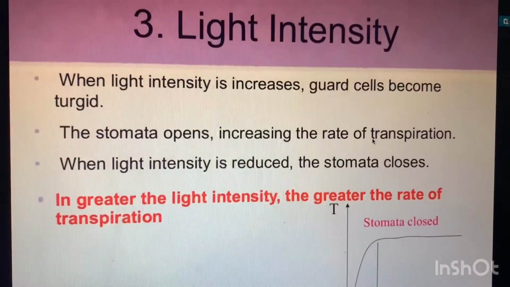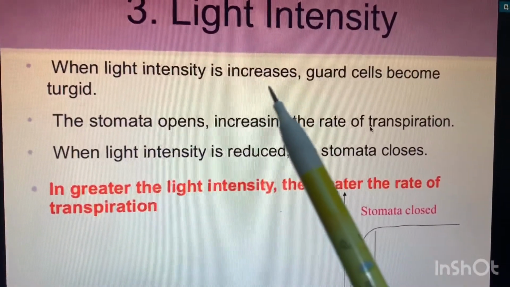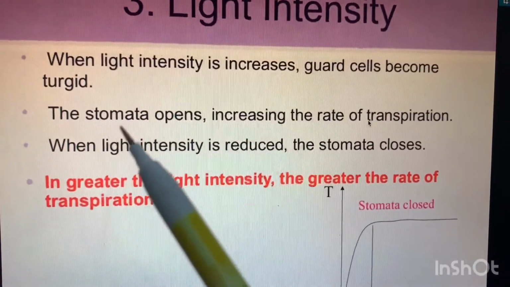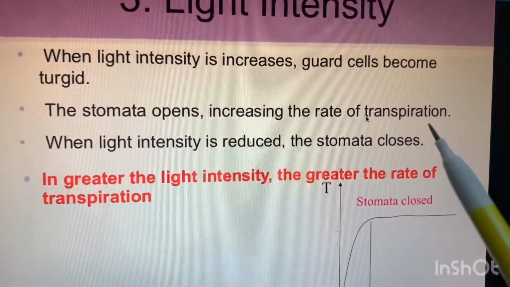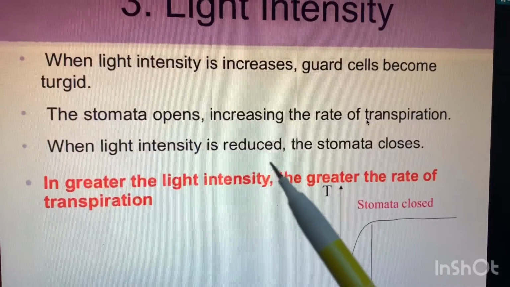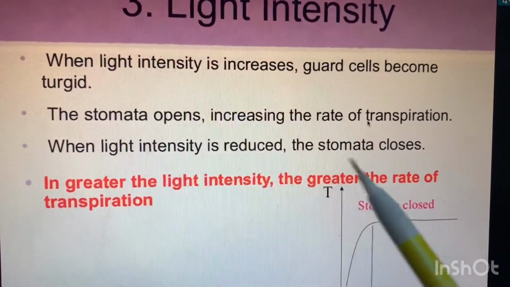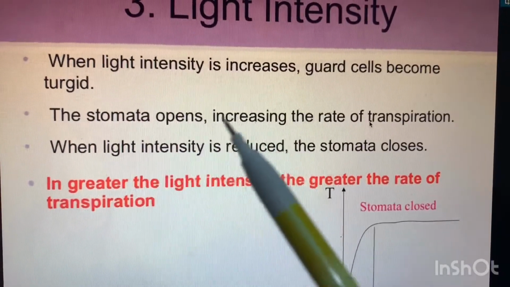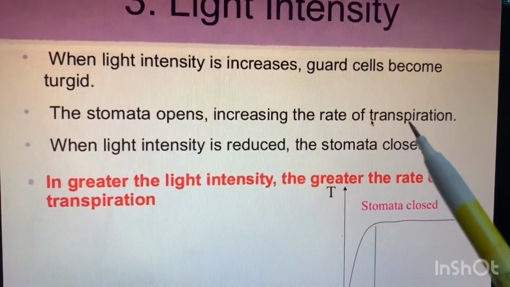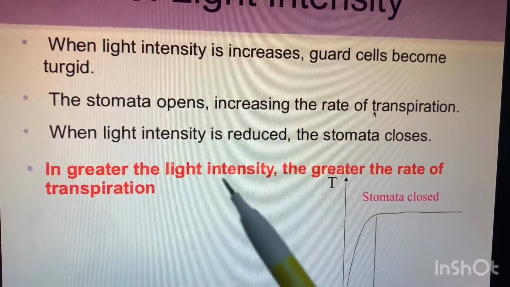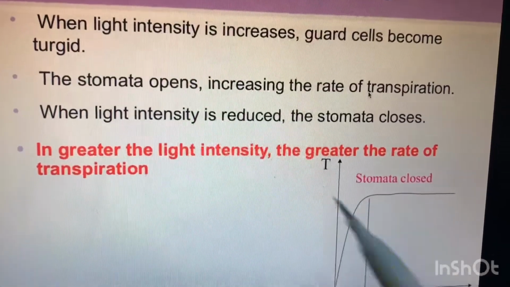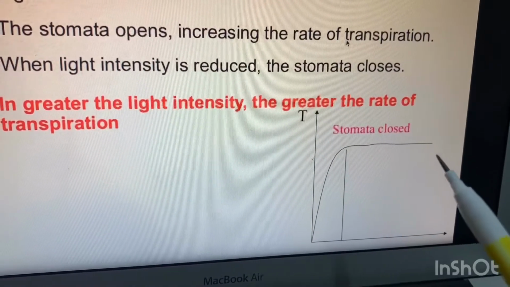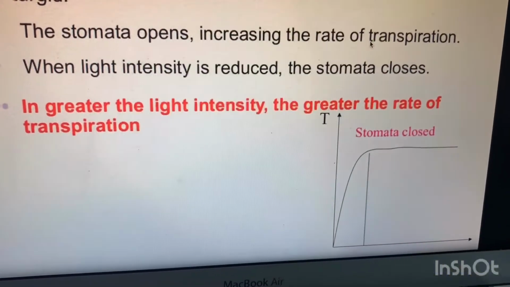Number 3 is light intensity. When light intensity increases, guard cells become turgid, they become rigid, they become hard. The stomata opens, increasing the rate of transpiration. When light intensity is reduced, the stomata closes. If the stomata opens, there will be an increase in the transpiration. The greater the light intensity, the greater the rate of transpiration.